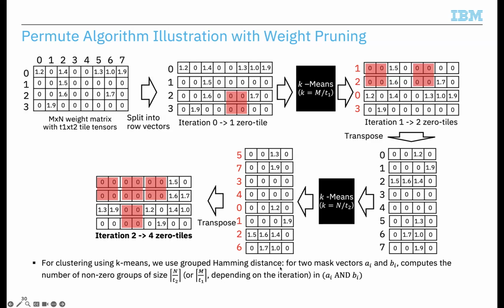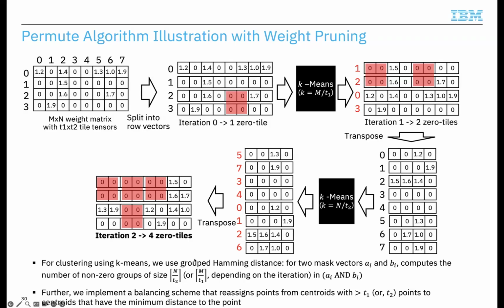Now, there are some nuances. Those details are in the paper, but we had to use a custom Hamming distance called grouped Hamming distance for the distance function. And every cluster has to be balanced, if you think about it, because the tiles are equally sized. So every cluster or every class has to have the same number of vectors in them. So I had to implement a balancing scheme for that to work. But this is the overall idea of the permute algorithm.